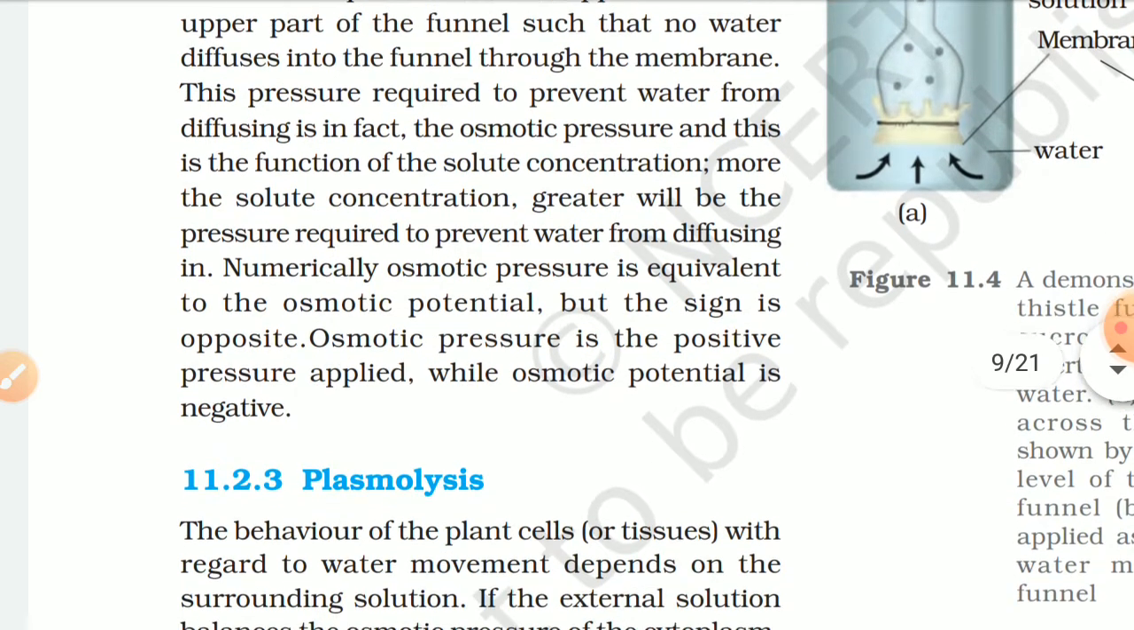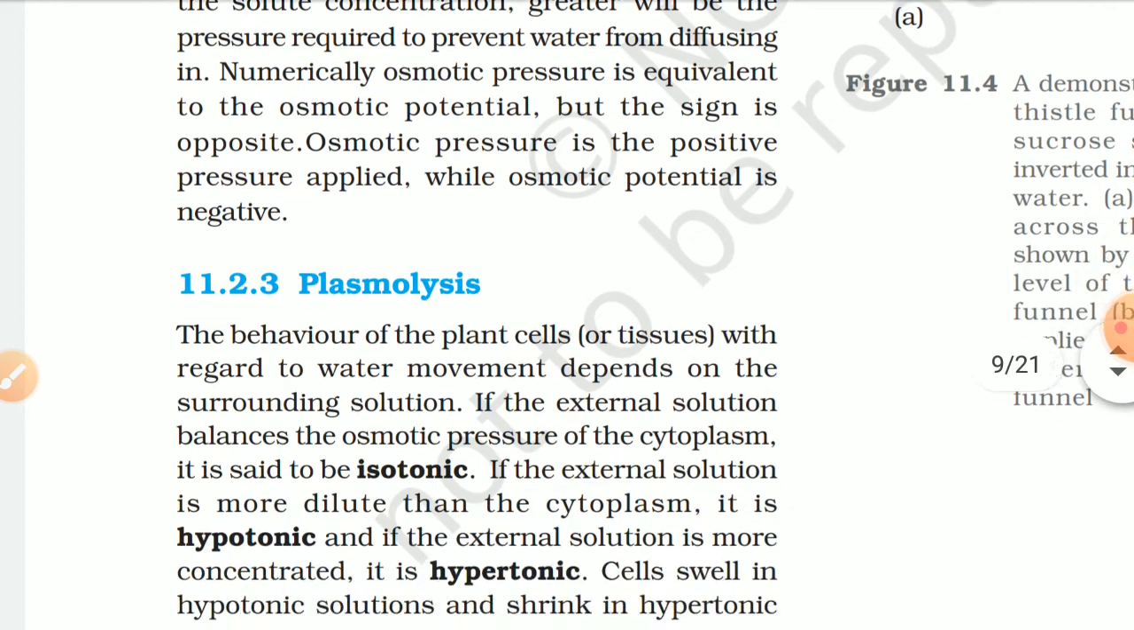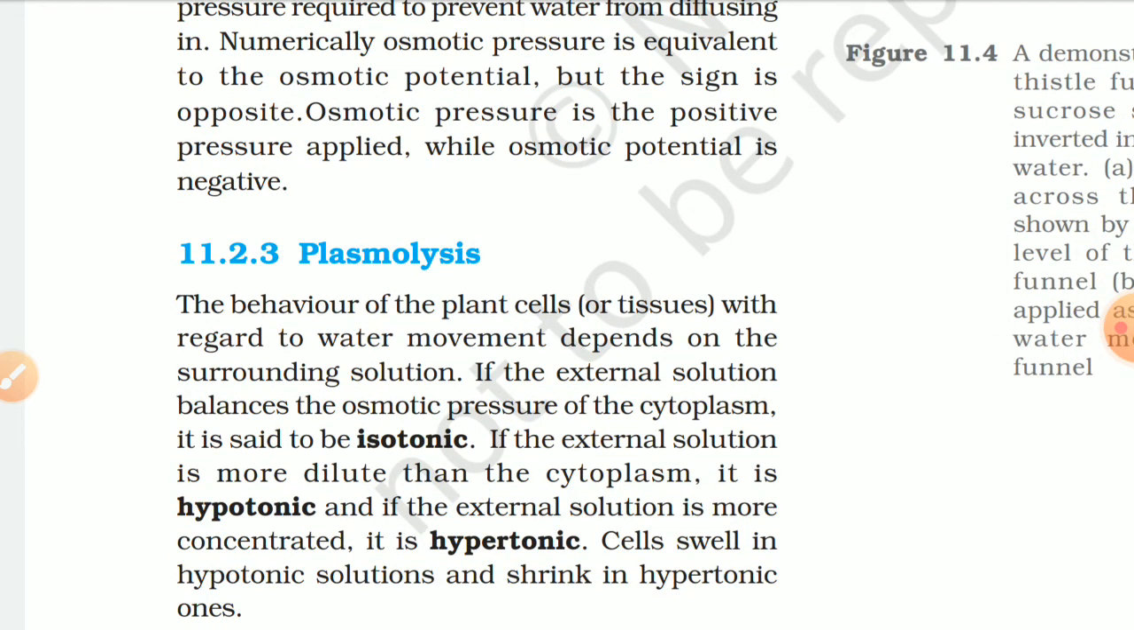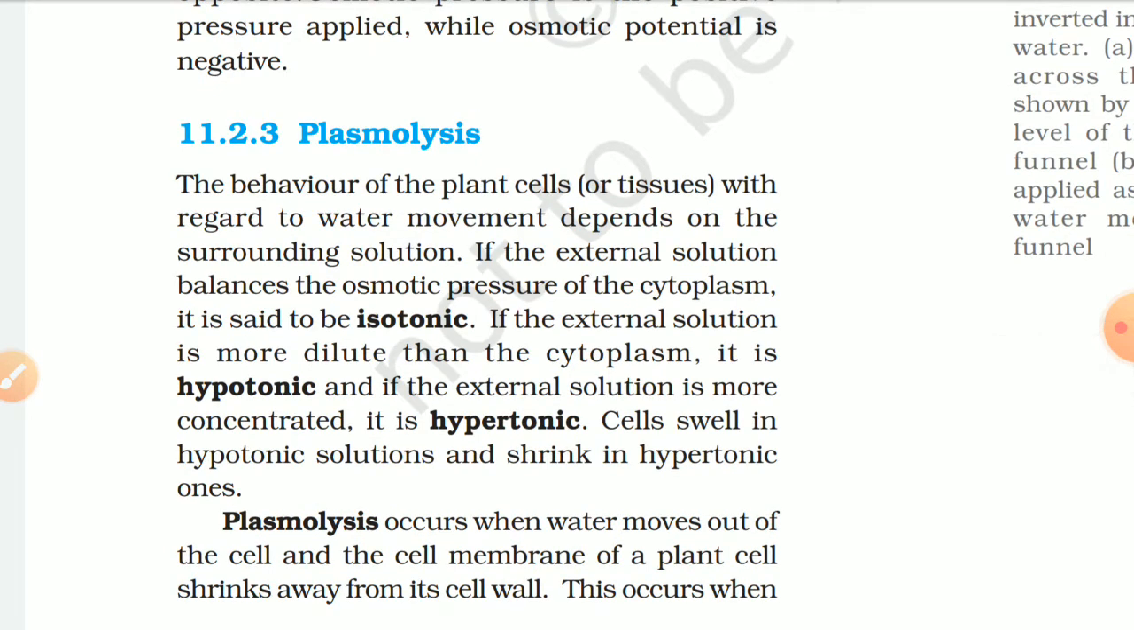Numerically, osmotic pressure is equivalent to the osmotic potential, but the sign is opposite. Osmotic pressure is positive pressure applied while osmotic potential is negative. 11.2.3, Plasmolysis. The behavior of the plant cell or tissues with regards to water movement depends on the surrounding solution.